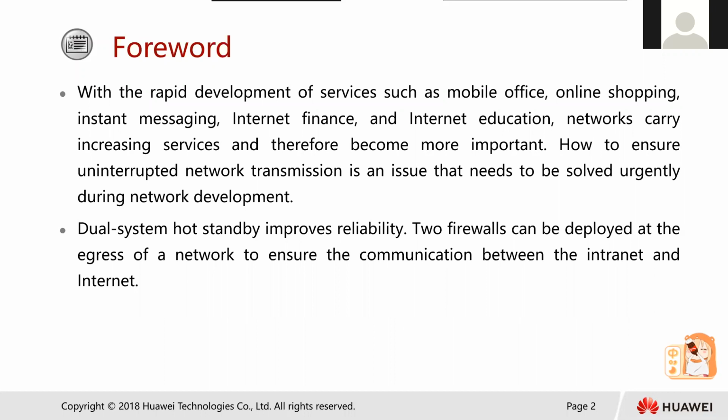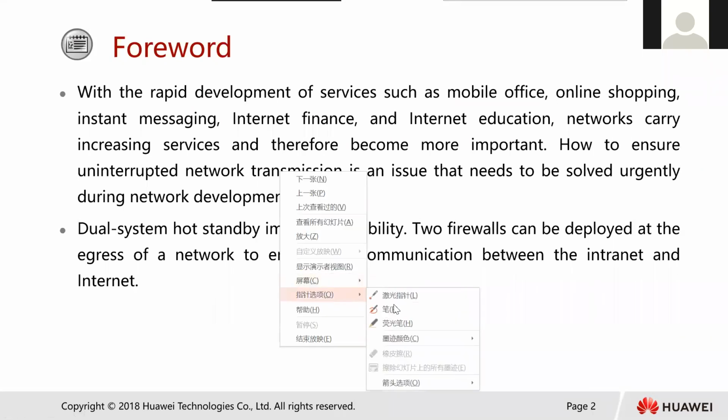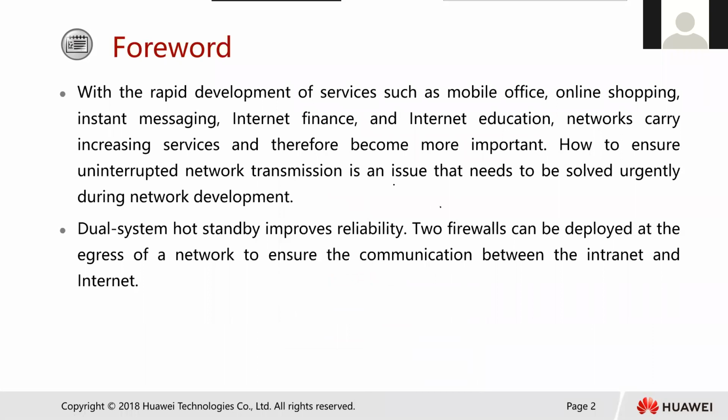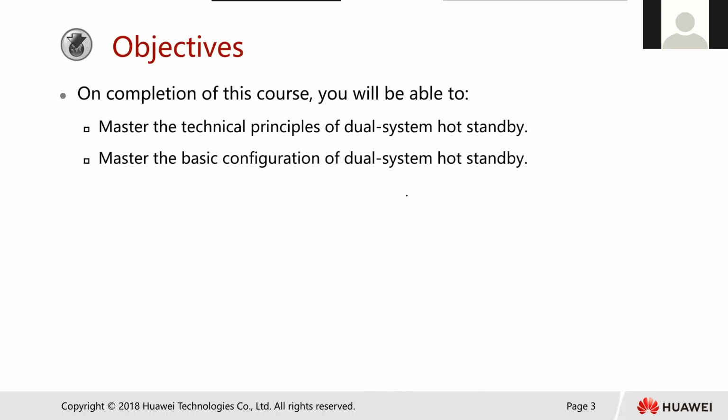The dual system hot standby improves reliability. Two firewalls can be deployed at the egress network to ensure communication between the intranet and the internet. So we often use two firewalls to implement this technology.